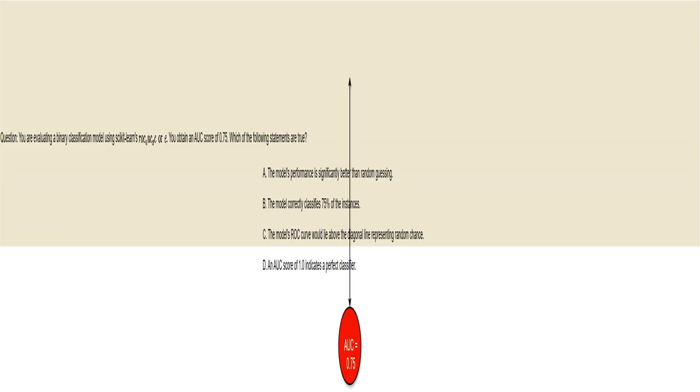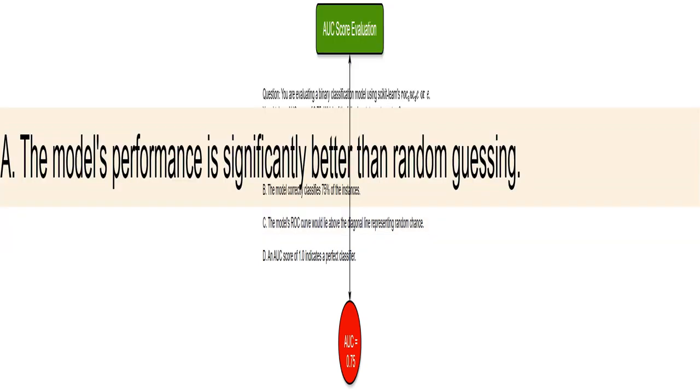Let's analyze each statement. This statement is true. An AUC of 0.75 is better than 0.5, which represents a random guess. An AUC above 0.5 means the model performs better than simply flipping a coin.